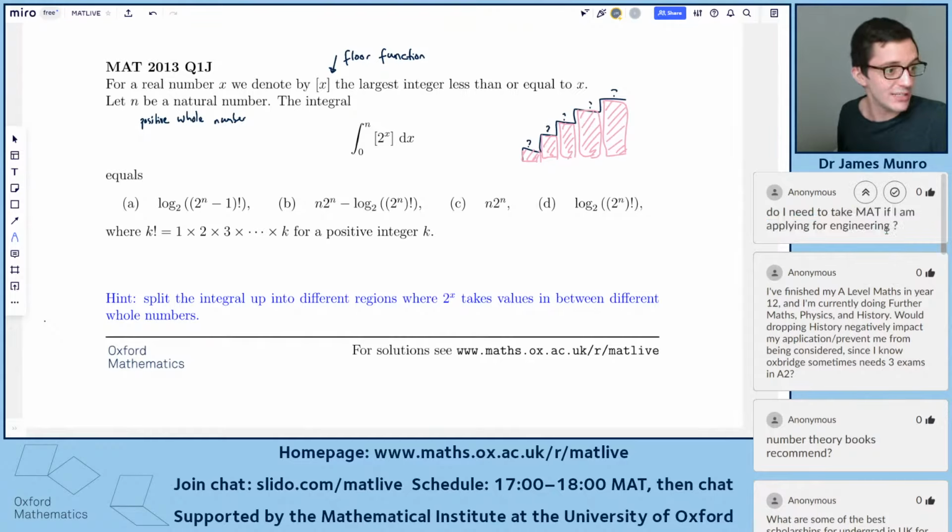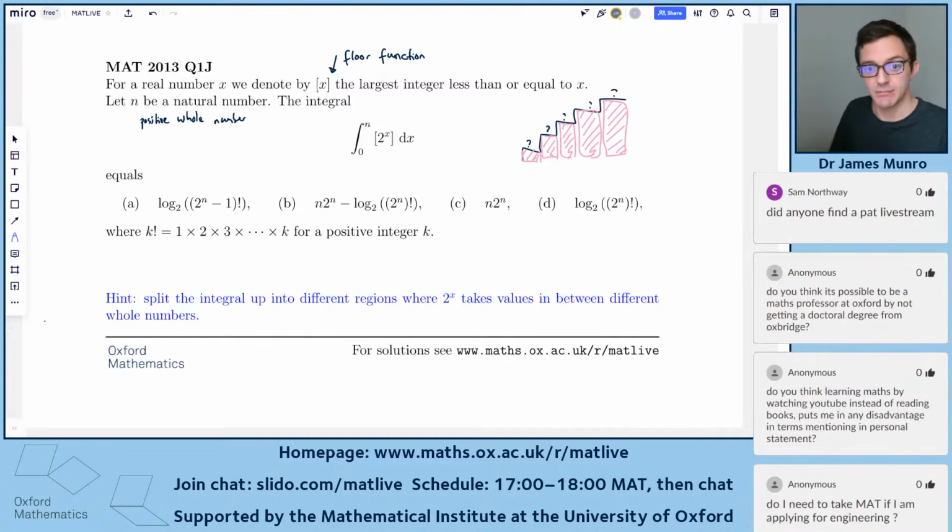No, you do not need to take maths if you're applying for engineering. For number theory books to recommend, I like Closing the Gap by Vicky Neal. Has somebody already put that in chat? Closing the Gap is a story about people trying to prove the twin prime conjecture. It alternates between updates on how that's going in a kind of narrative style, with bits of mathematics. It's got lots of hooks in for you to try bits of maths yourself. The book's called Closing the Gap by Vicky Neal.